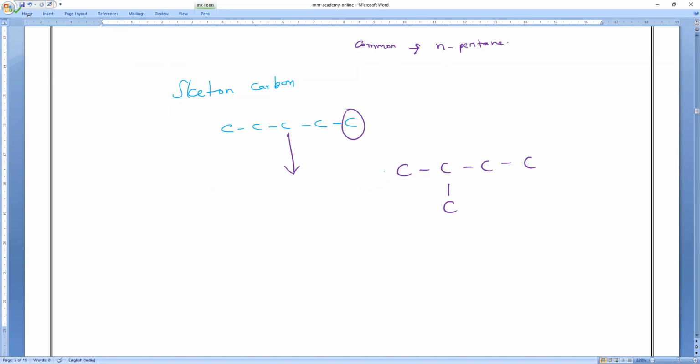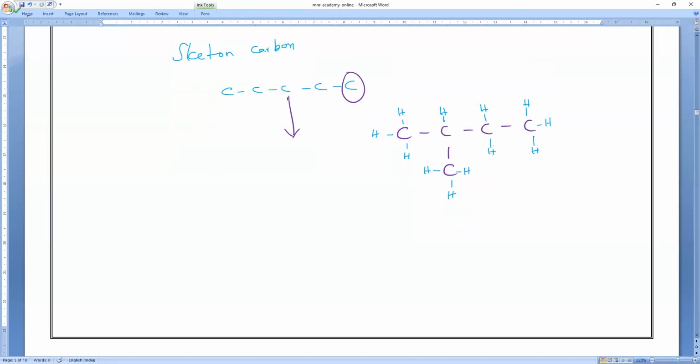Now fill in the number of hydrogens. First carbon, 3 hydrogens. Second carbon, 1 hydrogen. Third carbon, 2 hydrogens. Fourth carbon, 3. And the branch, also 3. Now, the primary duty is to identify the longest chain. Or else write the condensed formula: CH3, CH2, CH3, and down again CH3.